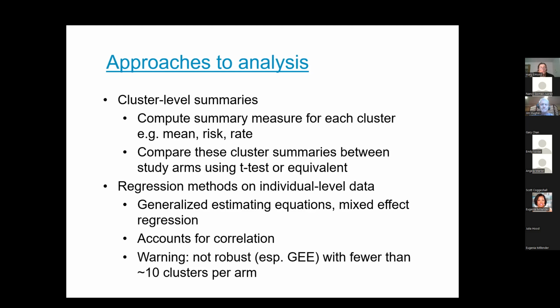Okay, so these regression methods on individual level data do account for the correlation, but you have to be a little bit careful, especially with GEE. They can be not robust in the sense that not necessarily maintaining its true alpha level, so you can have an inflated type 1 error rate if you have fewer than, say, 10 clusters per arm, and there are some fixes for dealing with that.